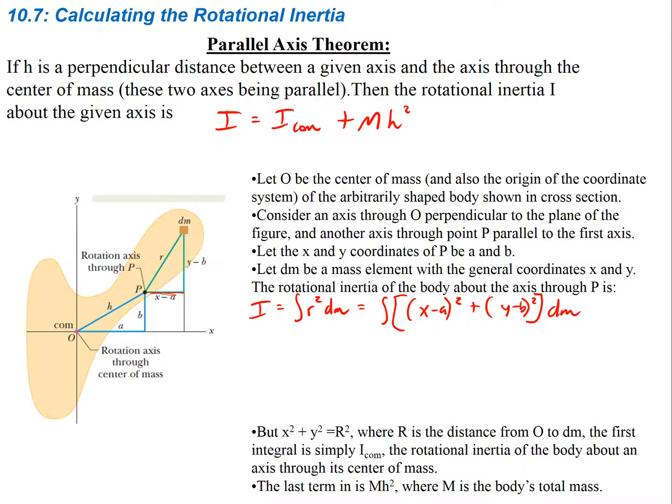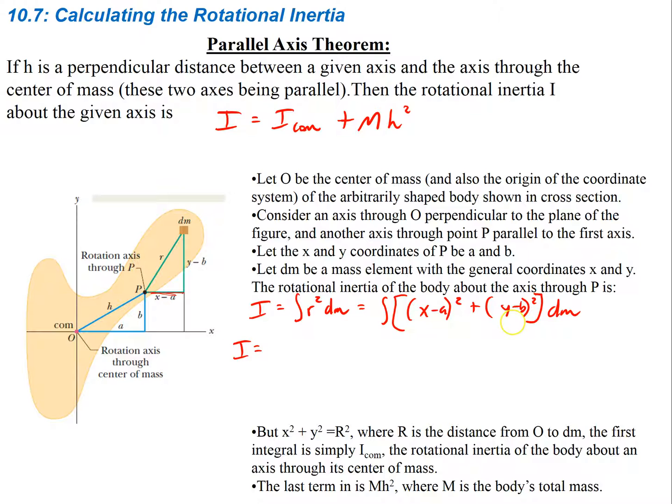Okay, so this kind of looks messy, right? You have these being squared, there's two different variables in here, which can get complicated. You also have this dm here that we have to deal with, which is another variable. But let's multiply all of this out and then combine some of the terms. I'm just going to do this relatively quickly. If you want to work out each step, you're more than welcome to do that on your own.